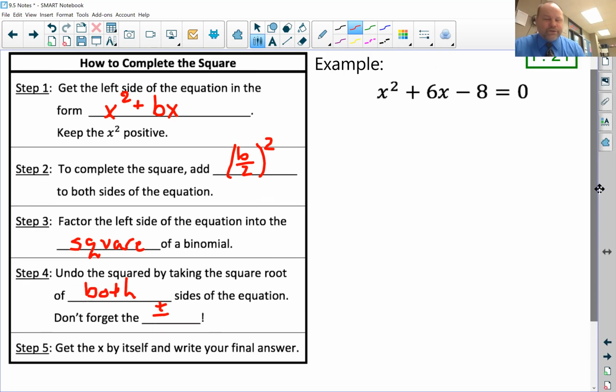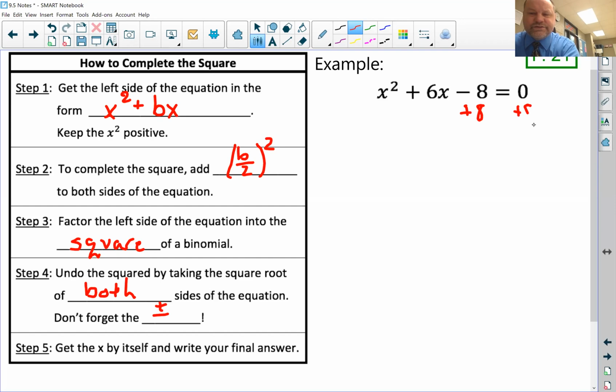So let's walk through this example really quick, or not so quick maybe. We want to get the x squared and the x by on one side of the equation. We want to get the number on the other side. So I need to undo subtracting 8. So I'm going to add 8 to both sides.